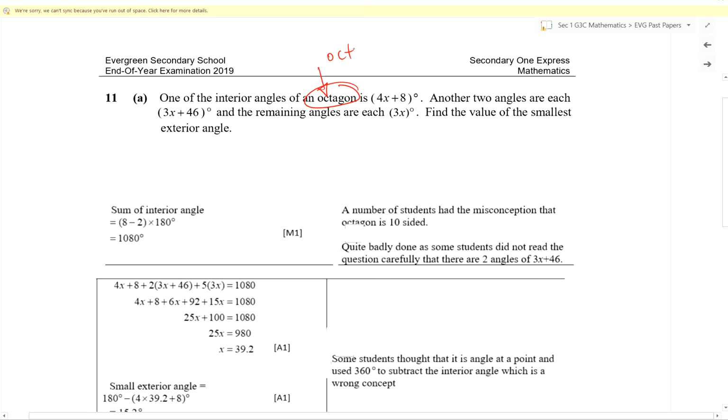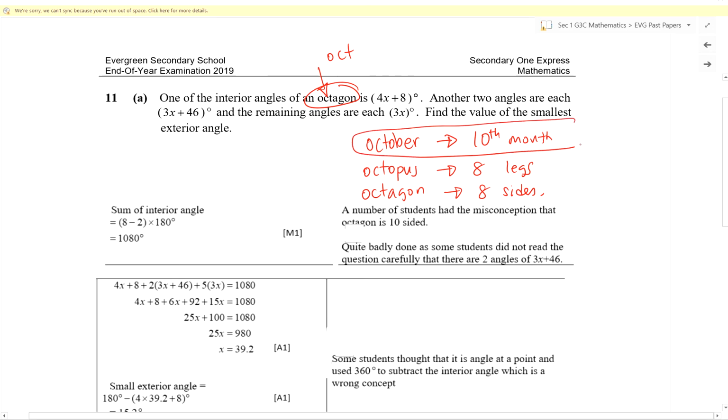October refers to the 10th month, but the word octopus has 8 legs. Then our octagon has 8 sides. Something looks wrong, right? Which one went wrong? October, right? This is the odd one out, isn't it?